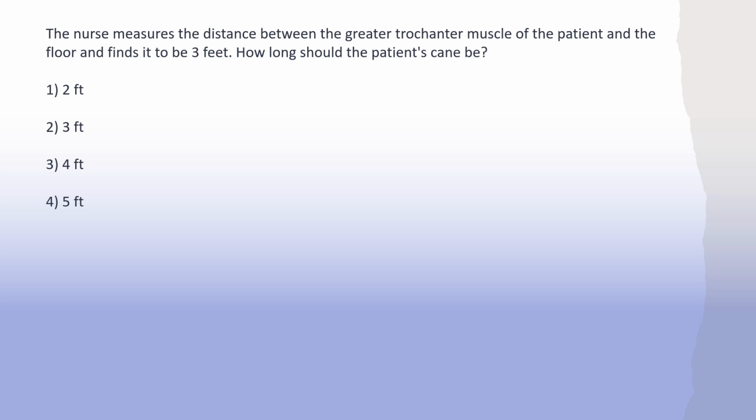The nurse measures the distance between the greater trochanter of the patient and the floor and finds it to be 3 feet. How long should the patient's cane be? 1. 2 feet, 2. 3 feet, 3. 4 feet, 4. 5 feet.